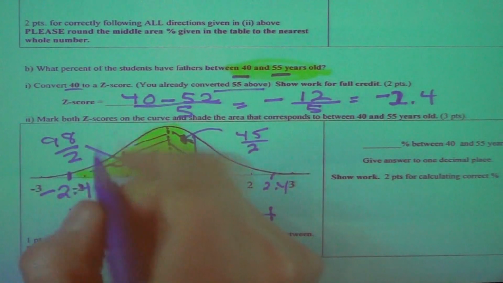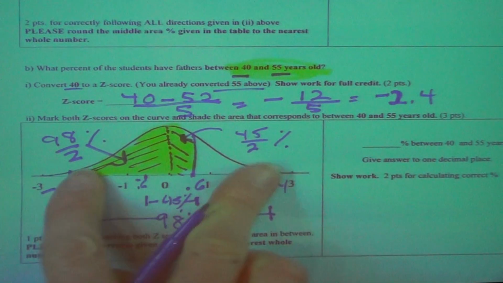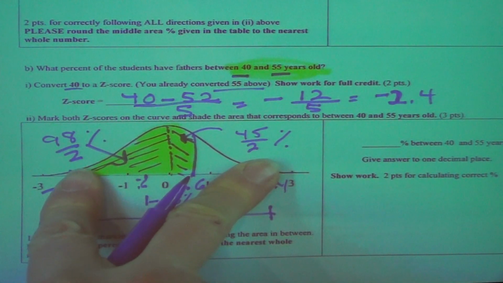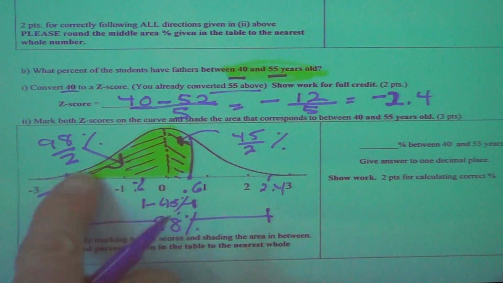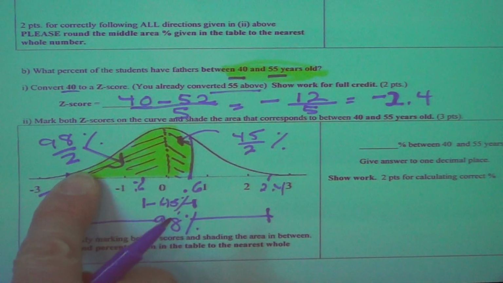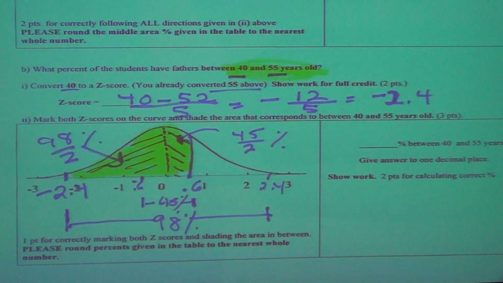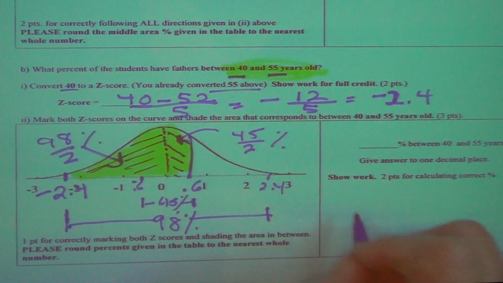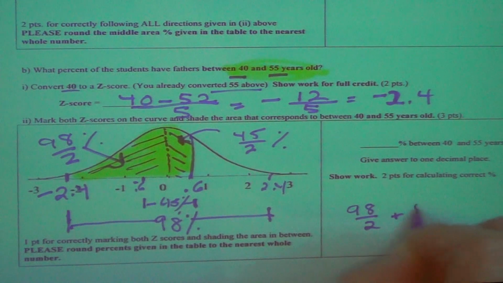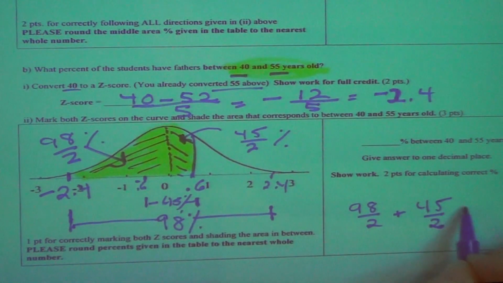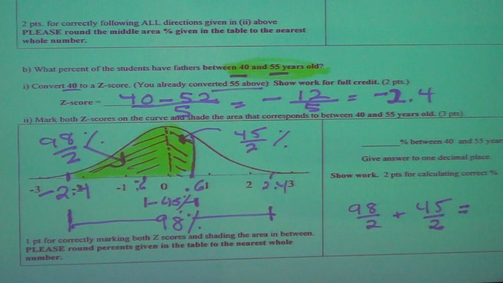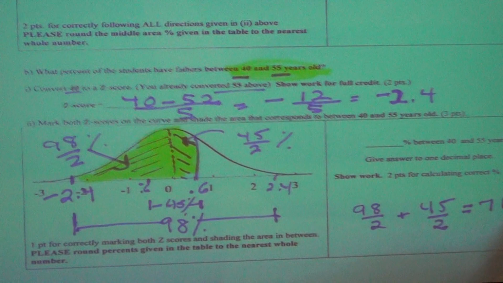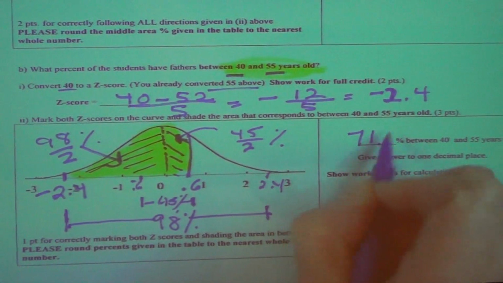So now I'm just going to add those 2 pieces together. Does that make sense? 98 divided by 2, which is 49, added to what? 49 added to what? Thank you. And what do we get? We'll say 98 divided by 2 plus 45 divided by 2. And what did we get then? Then we should get 71.5%. That's what we want. Right?